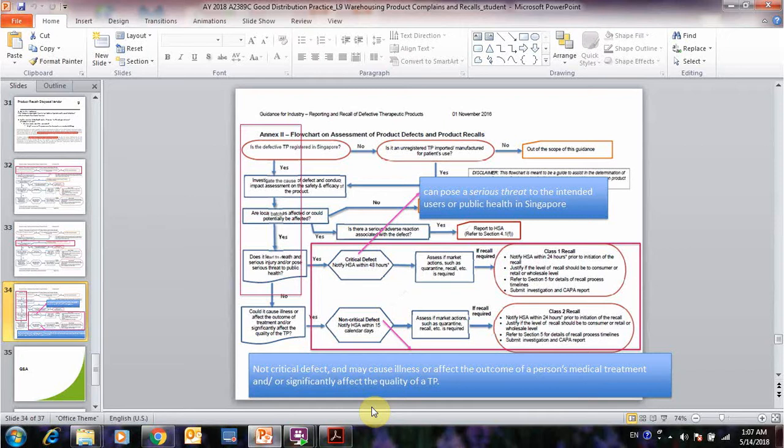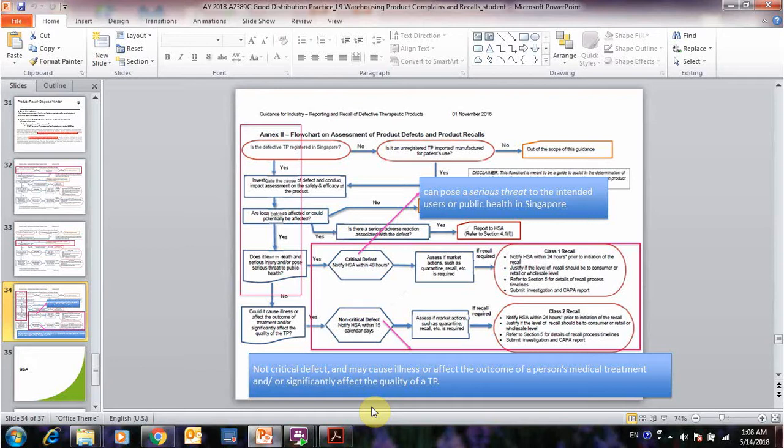So all actions taken in connection with the product recall need to be approved by your company or the regulatory authorities. Most of the time it's up to the company, and need to be recorded. Documentation and recording of the recall process and the outcome are very important.